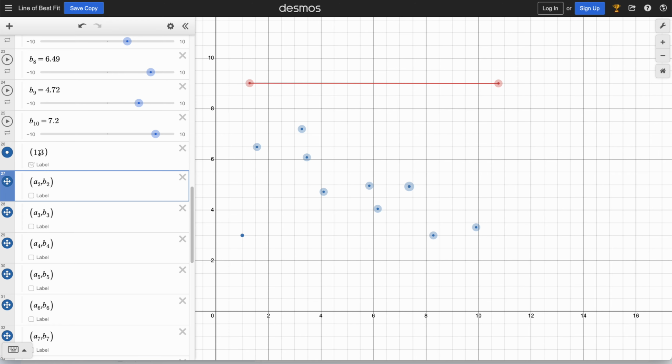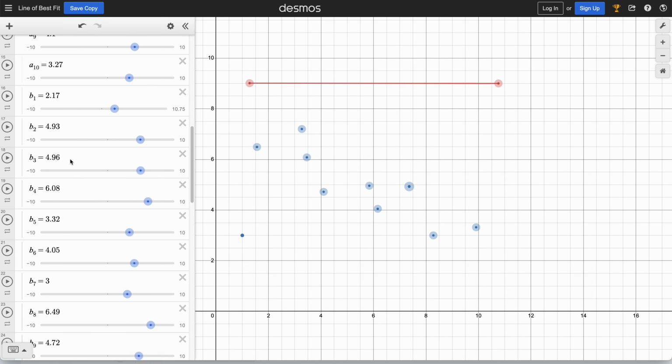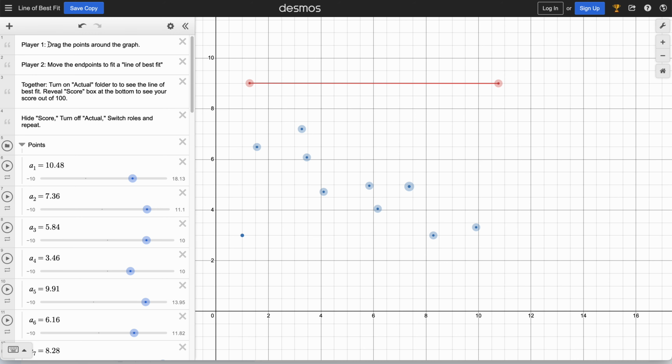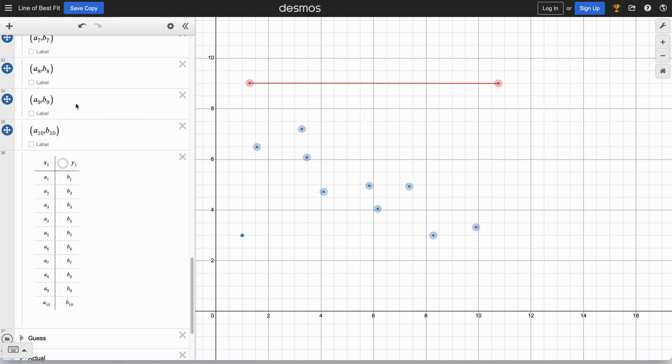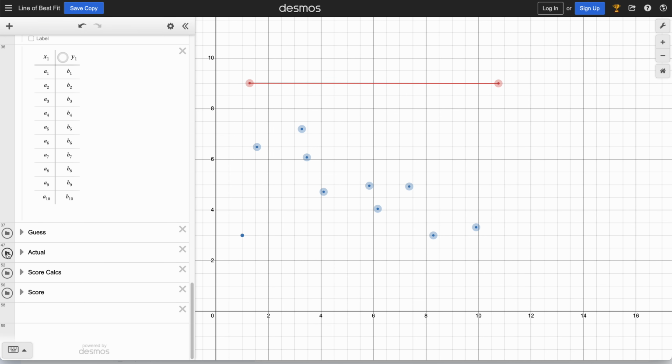So what you would do is you would change these points to match the ones in the question you're trying to solve. And so once you've dragged the points around, you're going to move the endpoints to fit a line of best fit. And then you're going to turn on the actual folder to see the line of best fit and the score. So if you go down here, you'll see that there's this actual. And so when you click the actual, it creates the line of best fit.